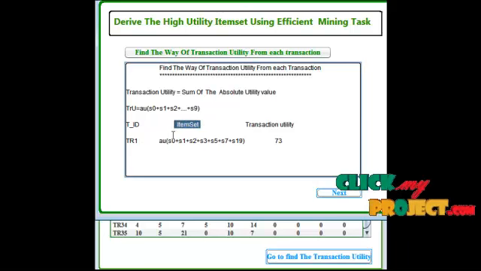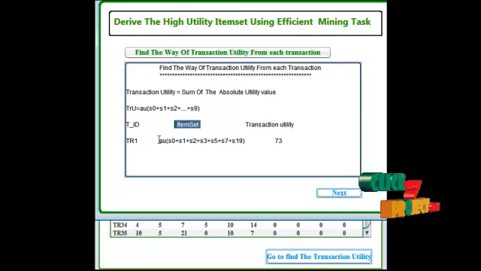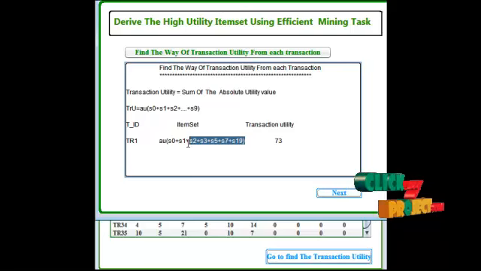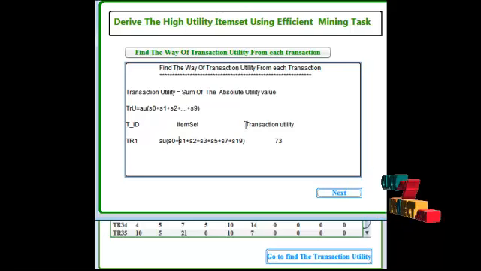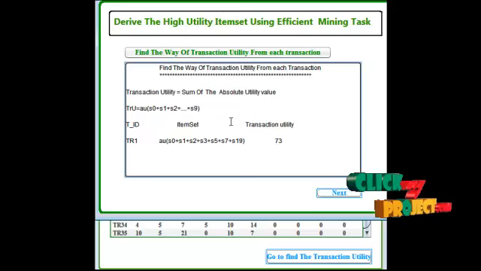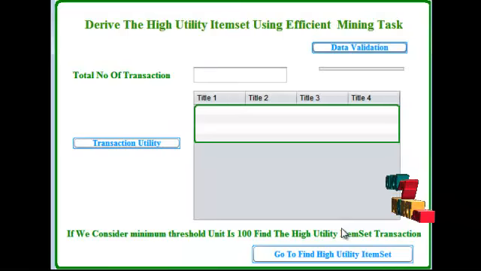The item set defines the absolute utility of S0, S1, S2. So we have to sum these utility values, then we find the transaction utility. So the first transaction utility is 73.